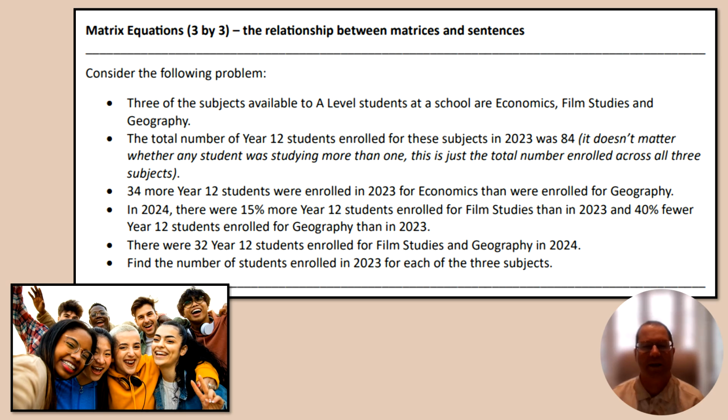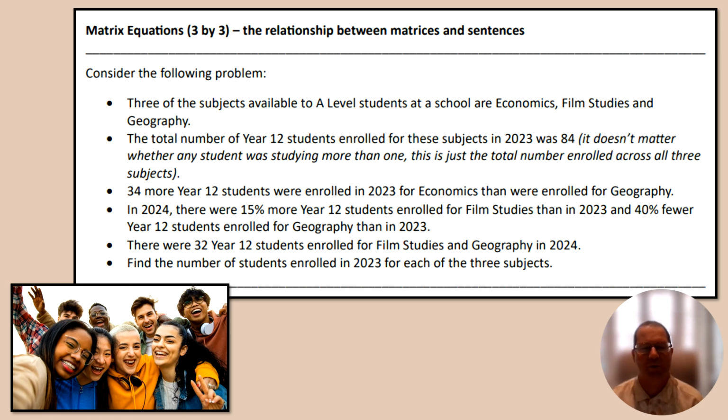So from our accompanying handout, this is the problem we are being asked to consider. 3 of the subjects available to A-level students at the school are economics, film studies and geography. The total number of Year 12 students enrolled for these subjects in 2023 was 84. And it doesn't matter whether any student was studying more than one, this is just the total number enrolled across all 3 subjects. 34 more Year 12 students were enrolled in 2023 for economics than were enrolled for geography.